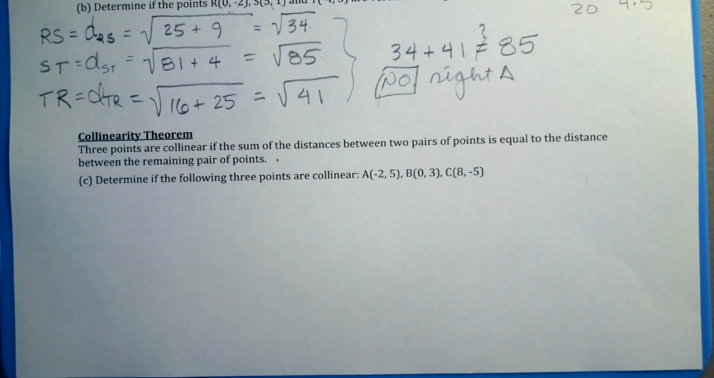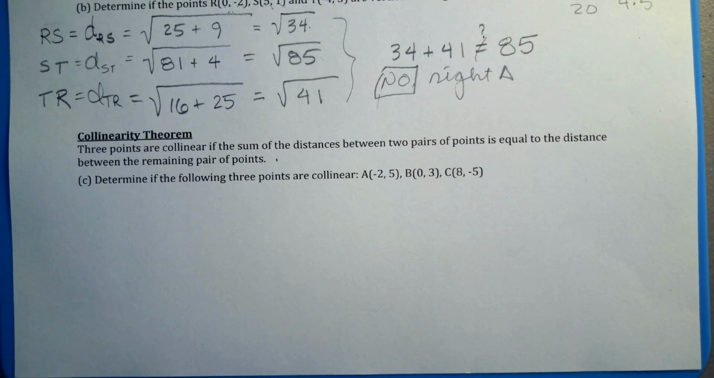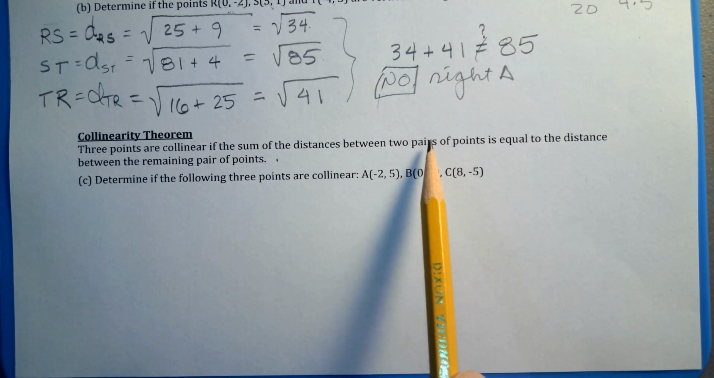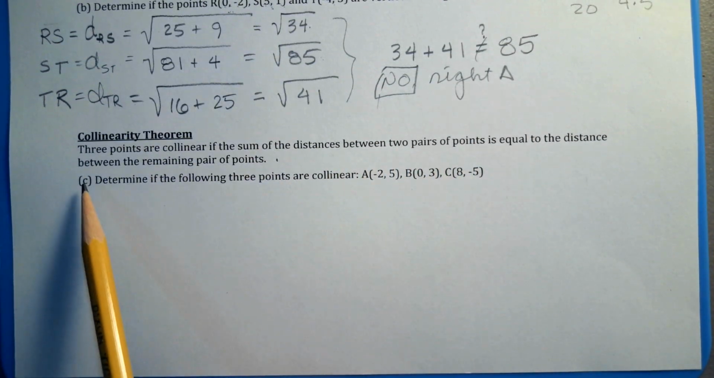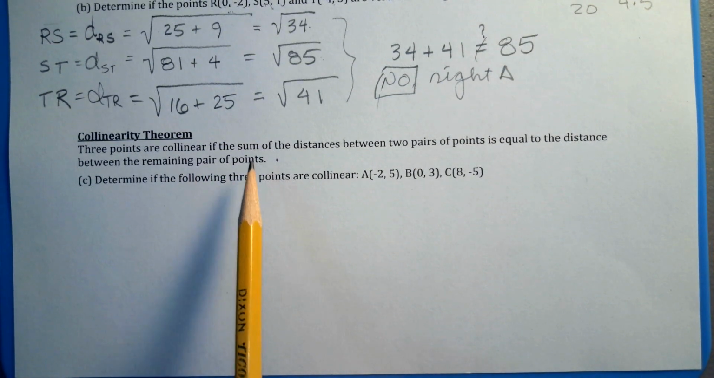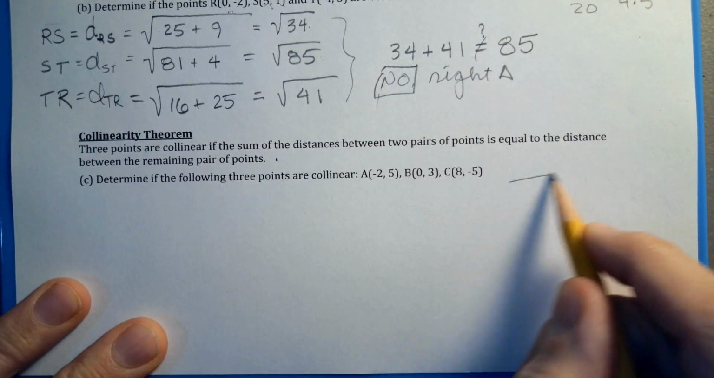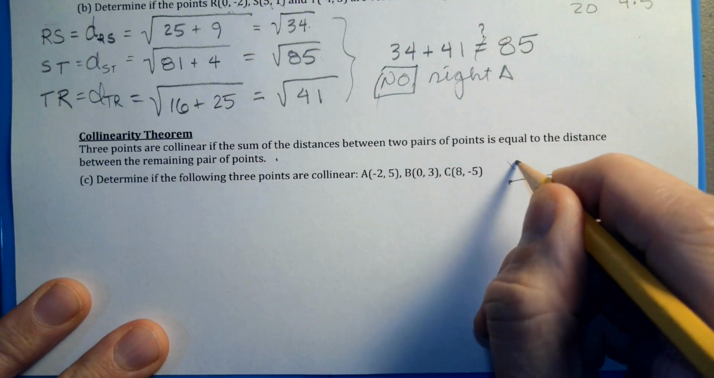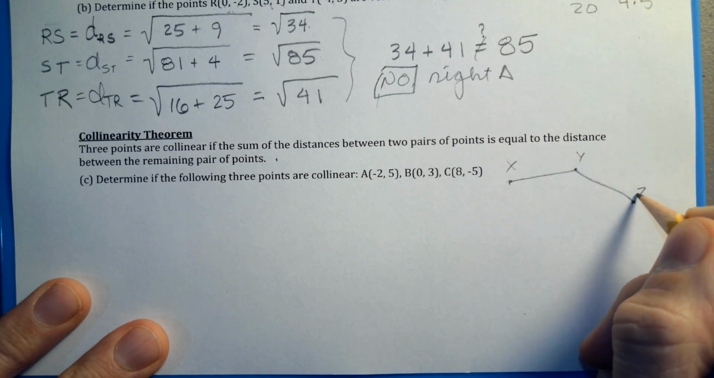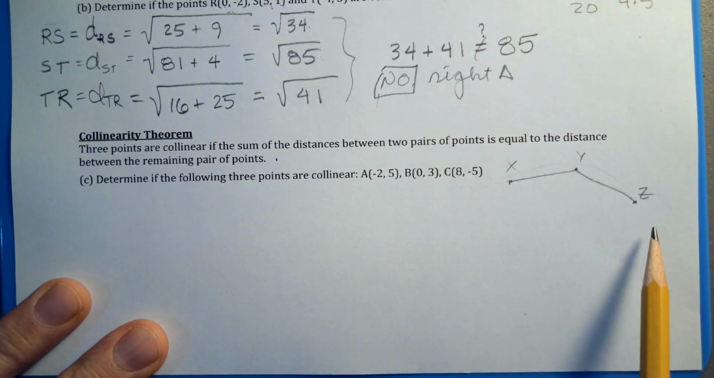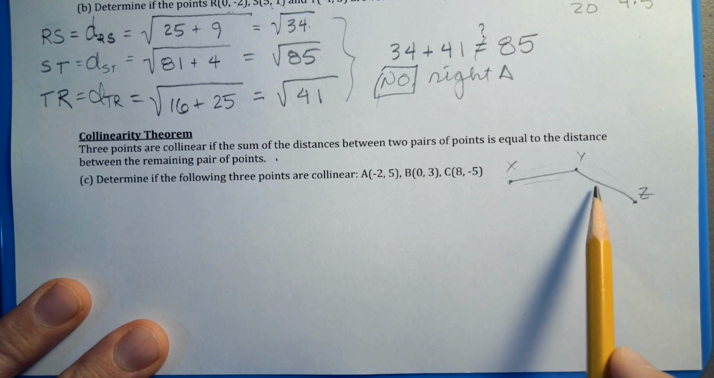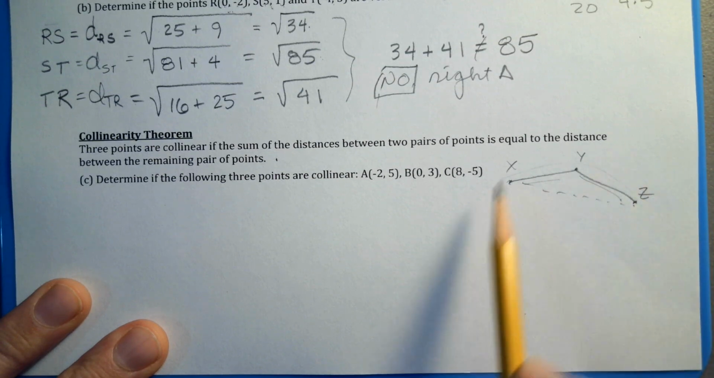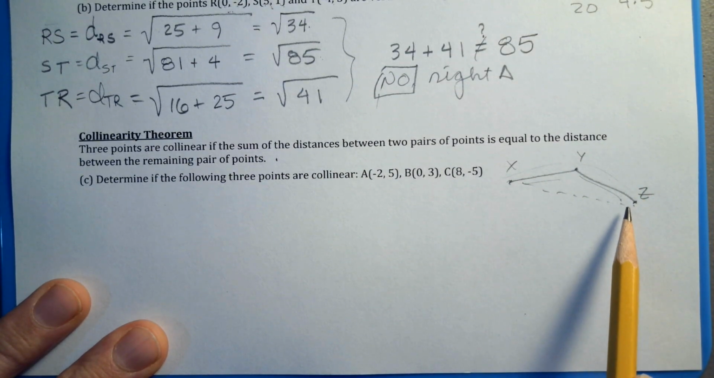All right. So the collinearity theorem. 3 points are collinear if the sum of the distance between two pairs of points is equal to the distance between the remaining pair of points. Okay, so what that means is, let's say I have 3 points. Let's call them X, Y, and Z. These 3 points are going to be collinear if the distance between this plus this is the distance between these two. And so clearly this would not be collinear because this distance is shorter.